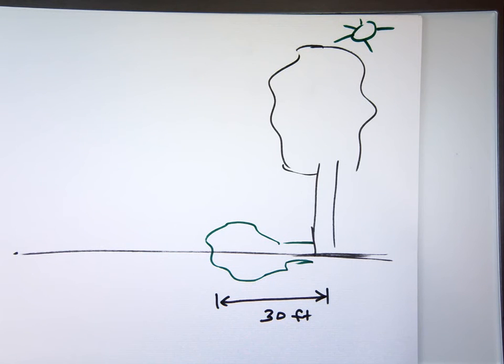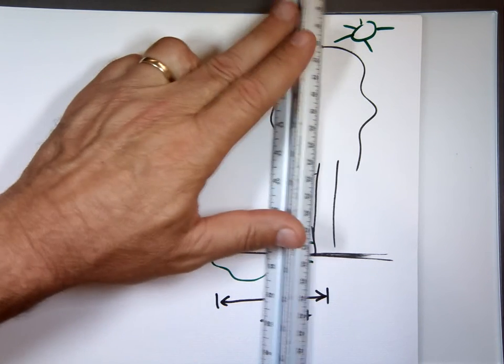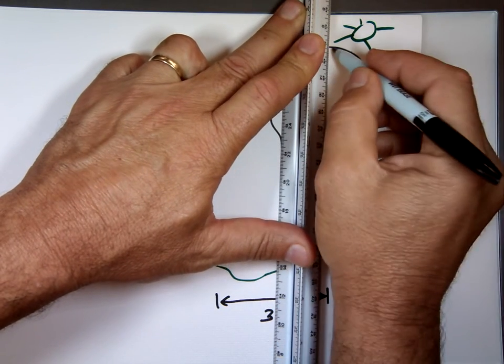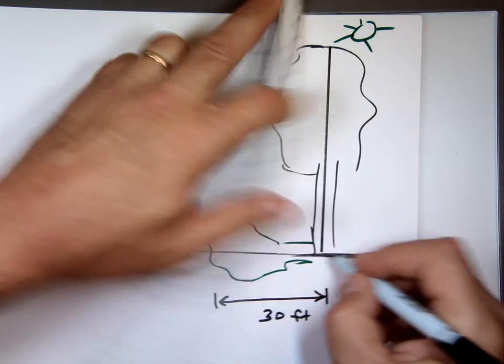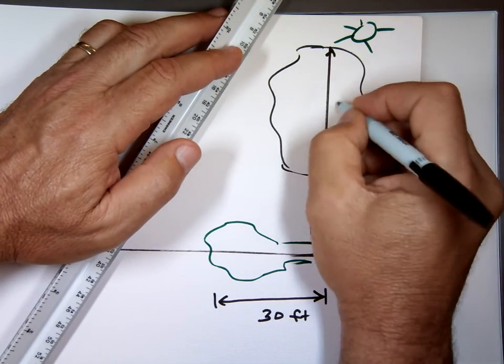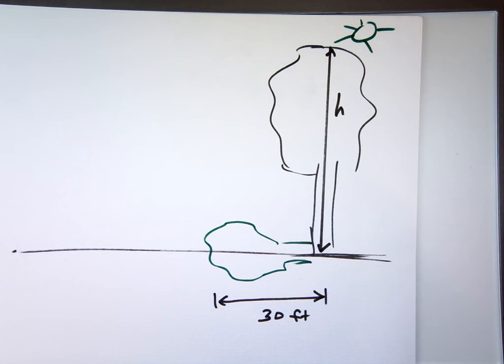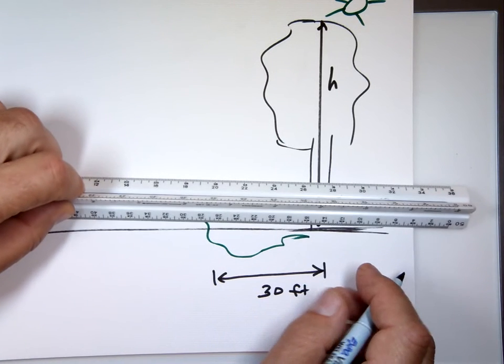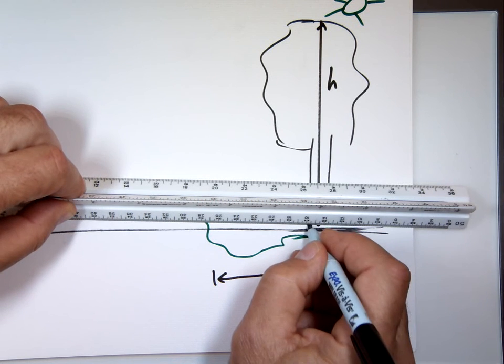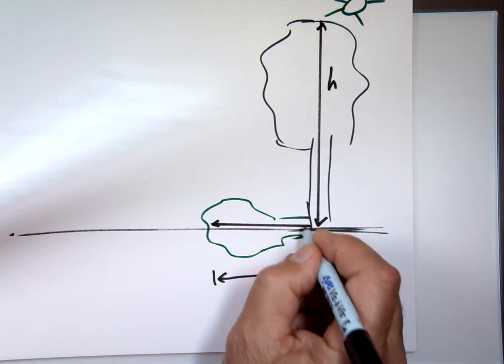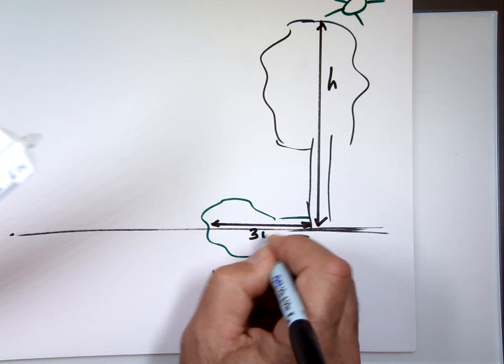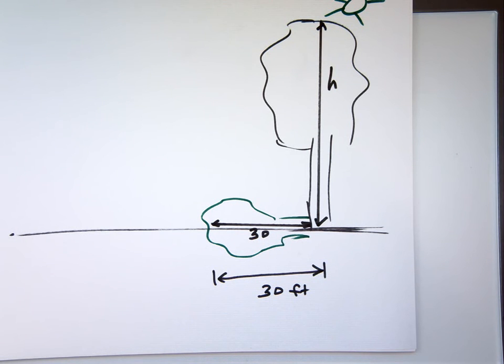Again, I'm looking for the height of the tree. I'm looking for that distance. I know the shadow is 30 feet. I don't know what the height is. And I go, think.